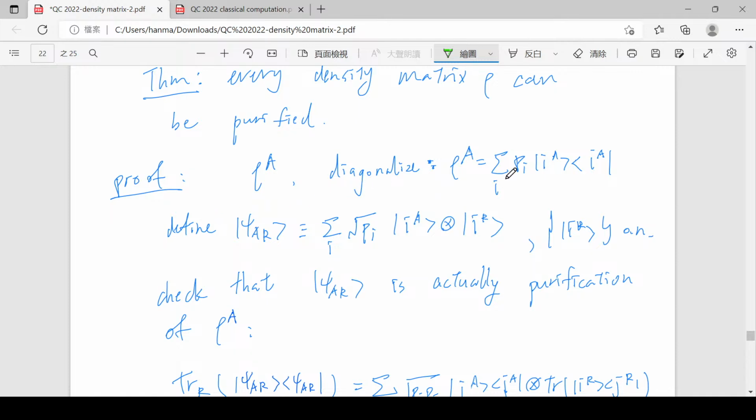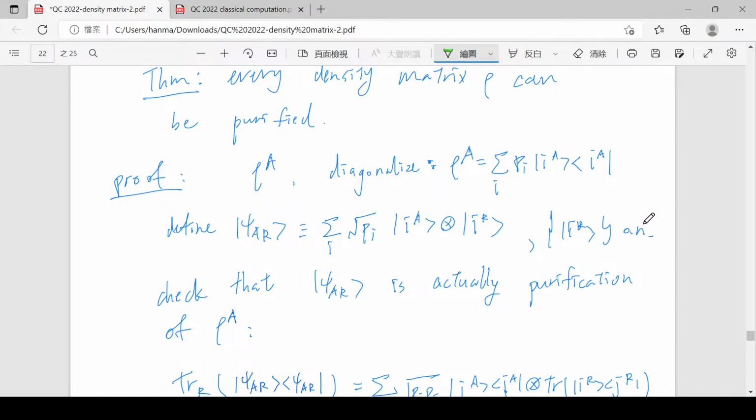And the eigenvalues are also probabilities because we have proved that the eigenvalues sum to 1 and are positive. And then we can immediately write down a construction for your purification psi_AR. That is just the summation over i with coefficient square root of p_i, and on system A it is |i_A⟩, tensored with some |i_R⟩ on system R. And this |i_R⟩ is really arbitrary.